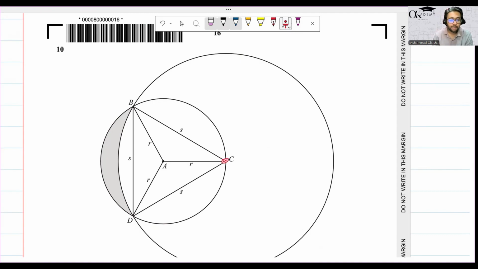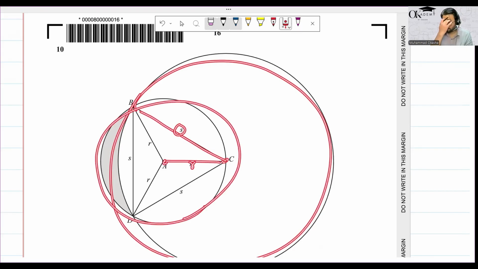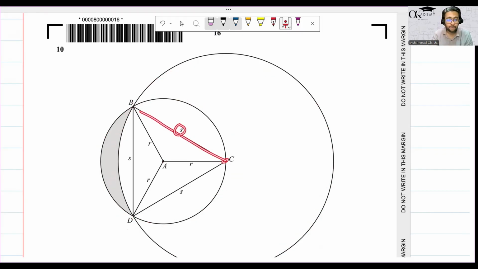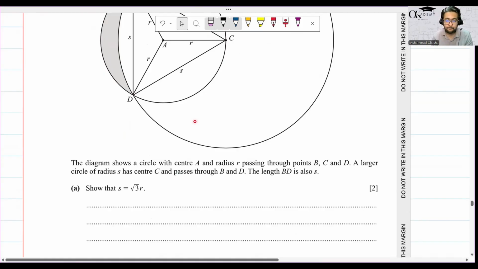The bigger circle has a radius of S, and the smaller circle has a radius of R. So far, so good. A larger circle of radius S has center C, passes through B and D. The length BD is also S. Show that S equals square root 3 times R. Let's do it very, very carefully.